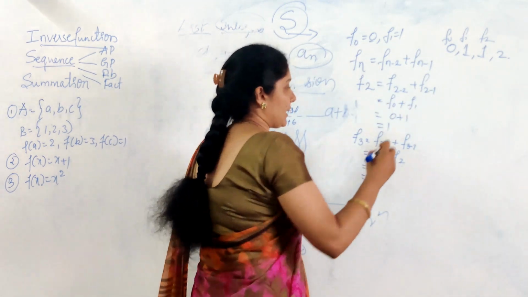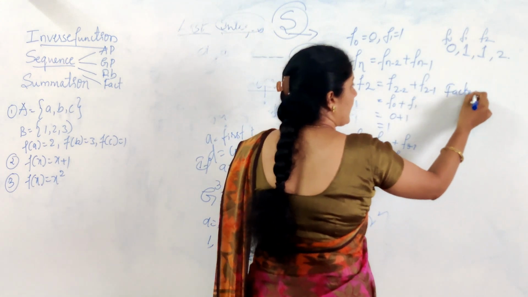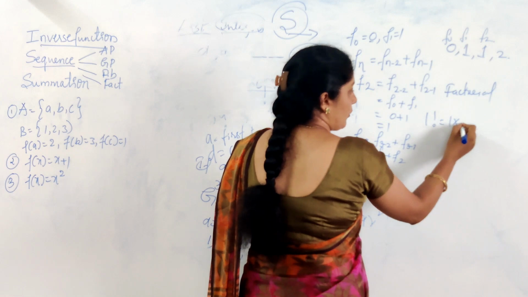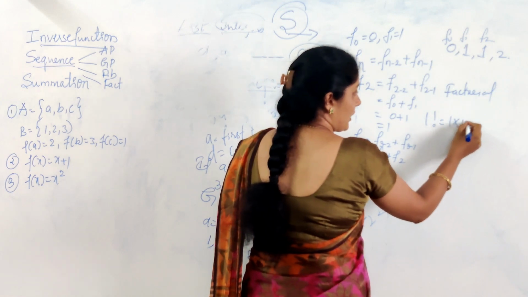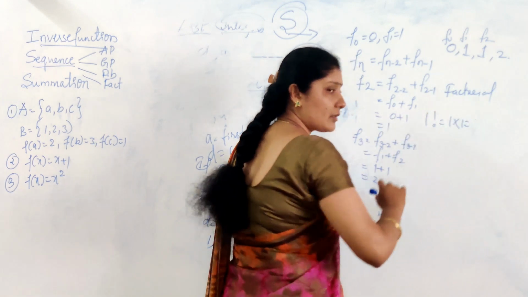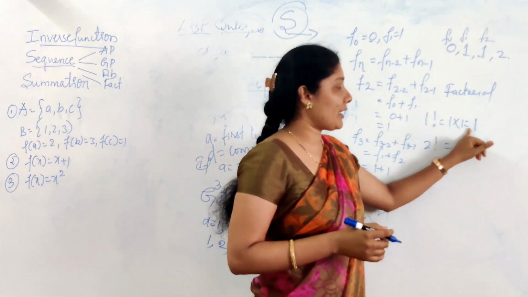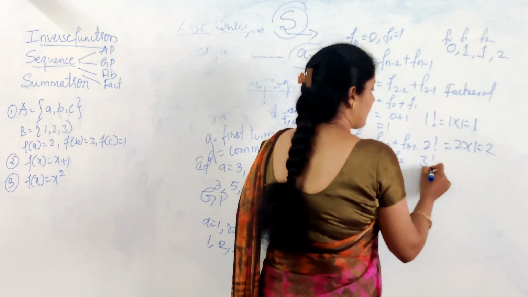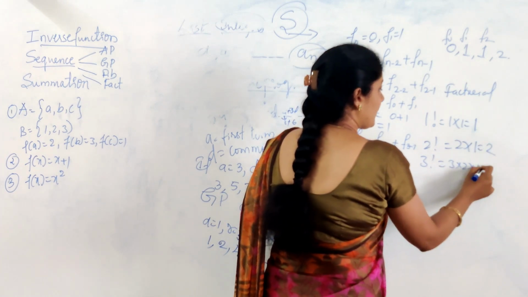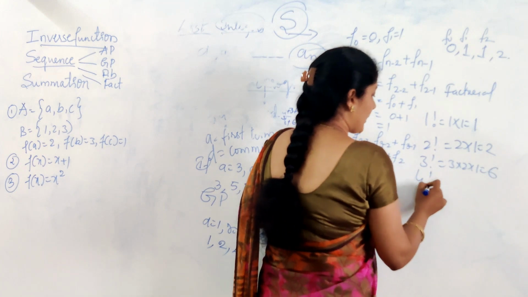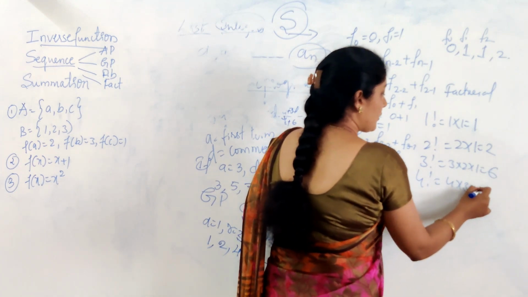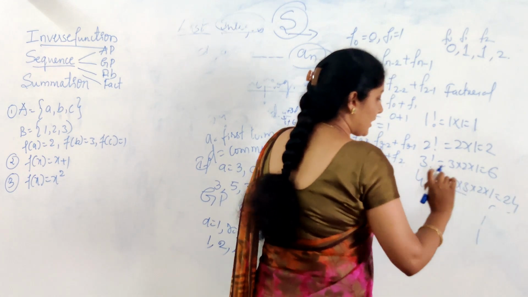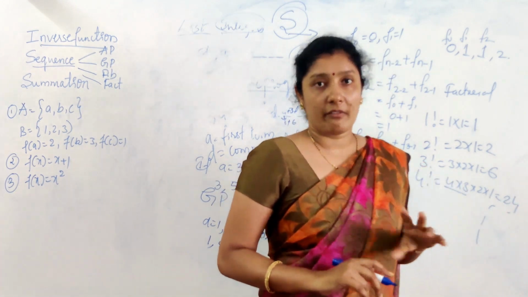Similarly, the factorial. So, what is factorial? 1 factorial means 1 into 1, that is 1. 2 factorial means 2 into 1, that is 2. 3 factorial means 3 into 2 into 1, that is 6. 4 factorial means 4 into 3 into 2 into 1, that is 4 3s are 12, 12 2s are 24. This is how it continues, and this is nothing but the factorial.